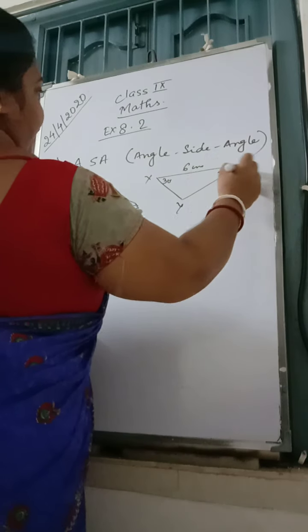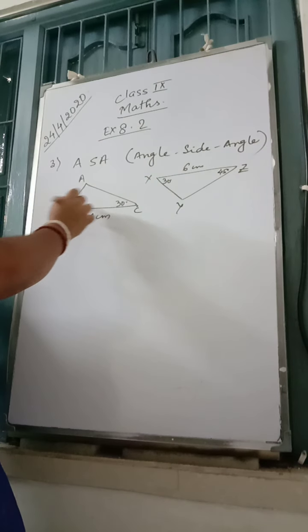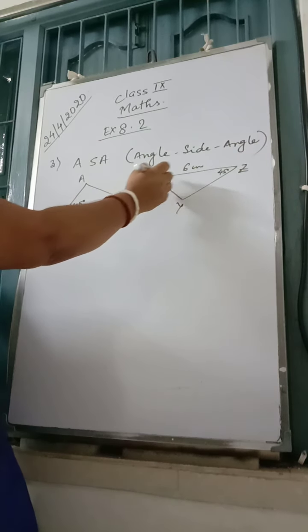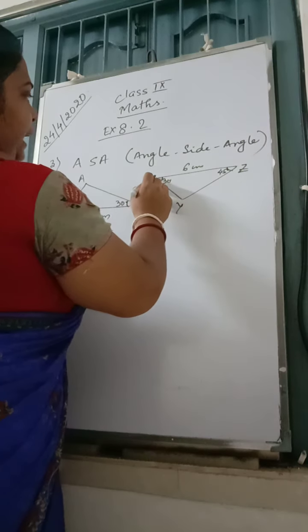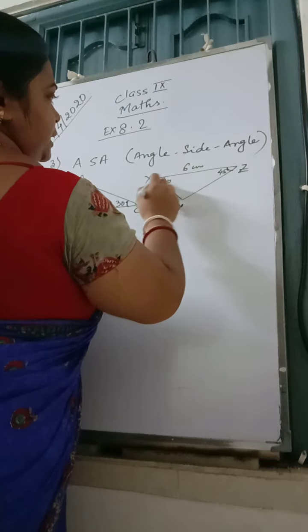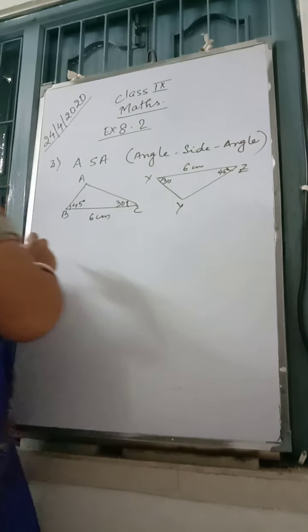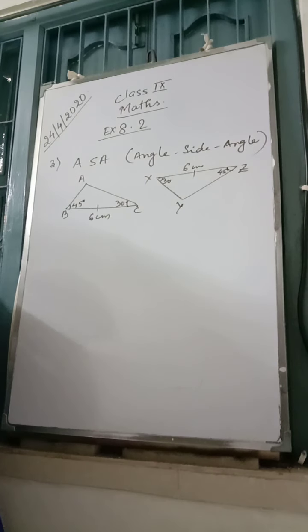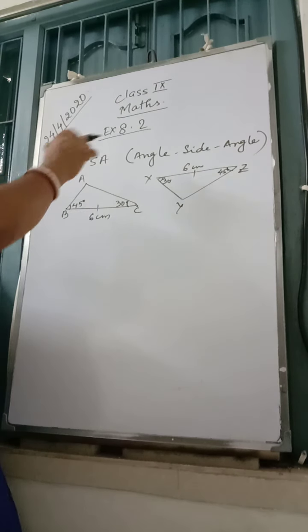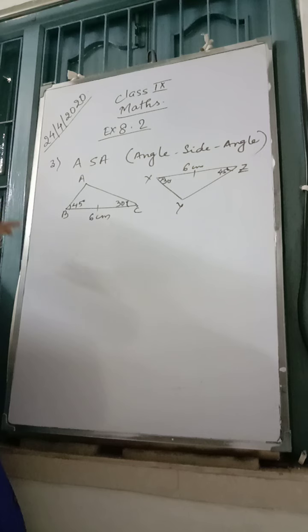So two angles, this angle and this angle, this angle and this angle, and the included side, the side on which the angles are made, the side at the ends of which the angles lie, that is called the included side. If they are equal, then the triangles are said to be congruent. Two angles and included side. There it was two sides and included angle. Here it is two angles and included side.